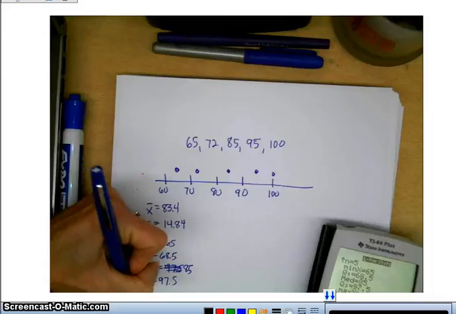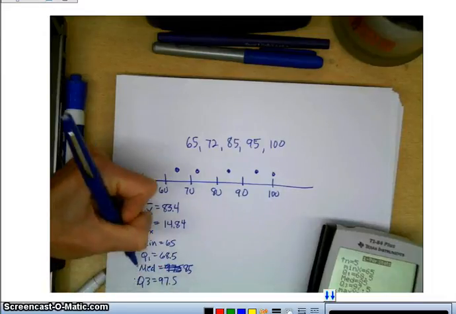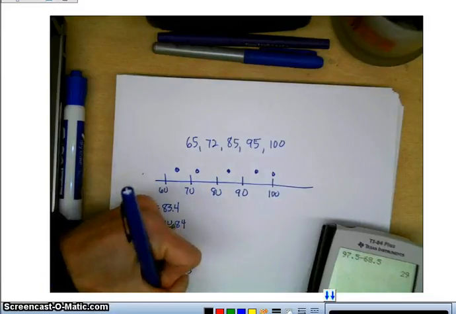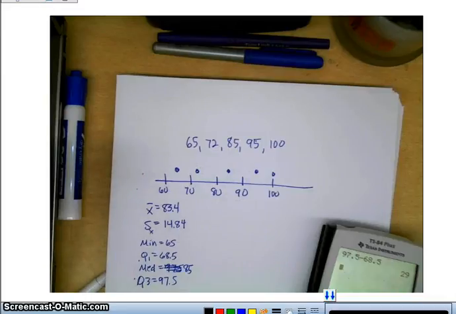My IQR is Q3 minus Q1, so 97.5 minus 68.5, which is 29. My range is 35.